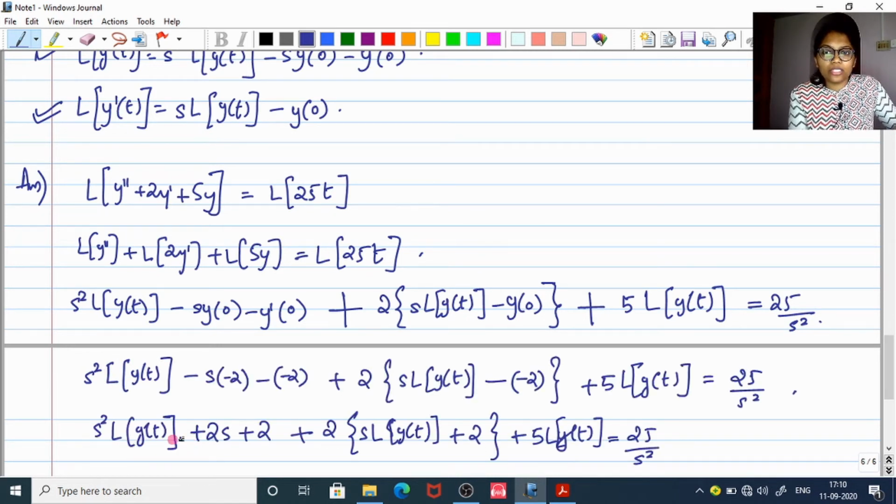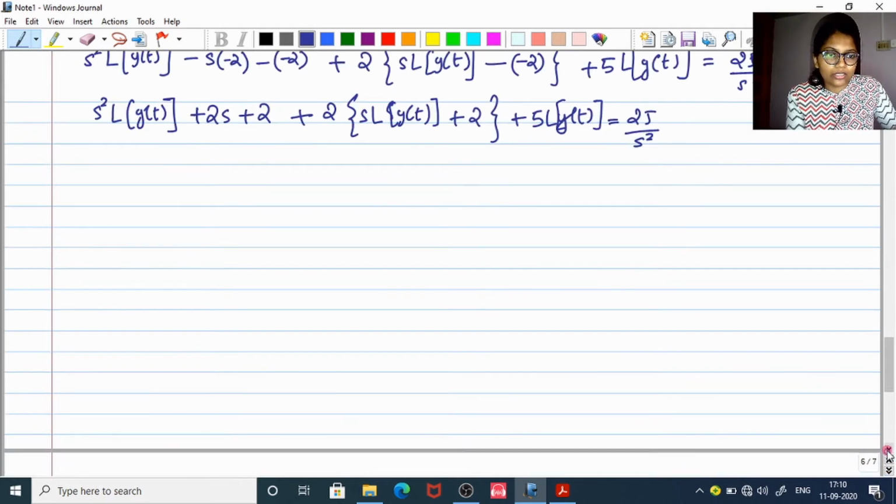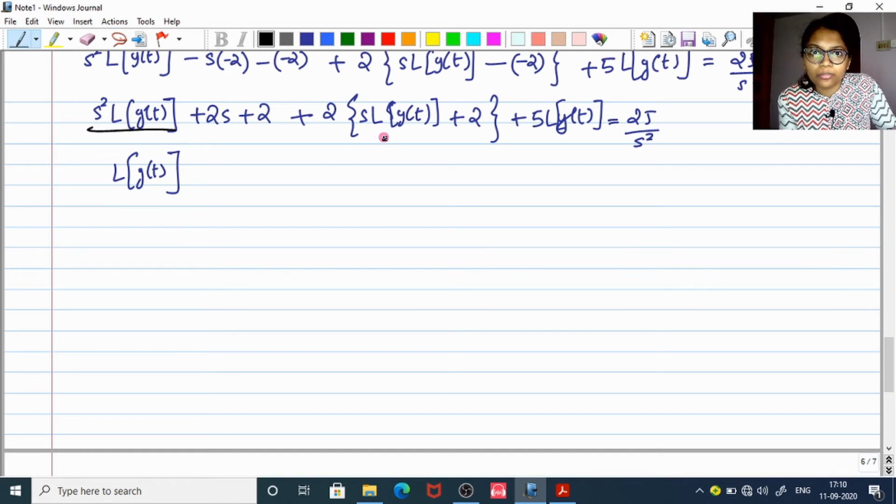See, I have substituted these negative 2 values for both y of 0 and y dash 0. Let us reduce this even more. You can see that L of y of t is coming in some terms. Let us choose this term here and here. So let us open a bracket. You can take s square, then 2s, 2 into s. Please consider this 2 also. So 2s and plus 5.